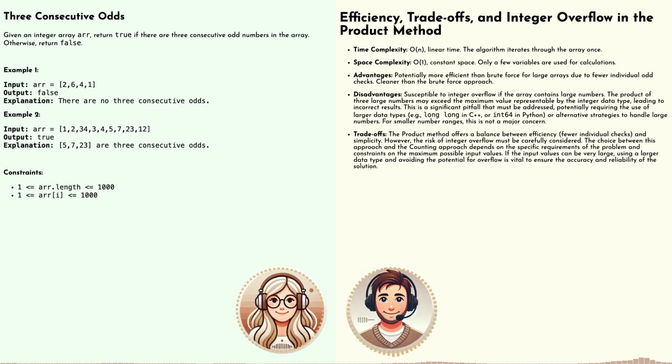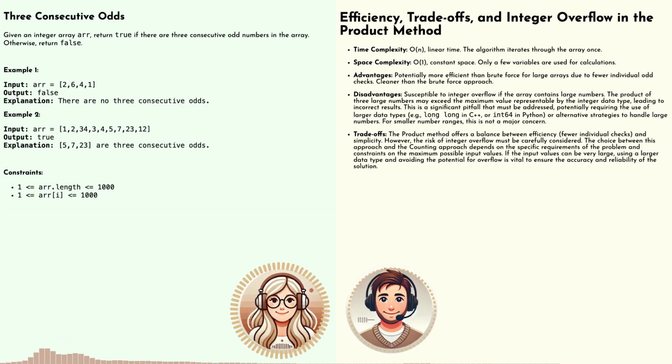Now, I'm curious about the efficiency of this product of three numbers approach. How does its time and space complexity compare to the other methods we've discussed? So the time complexity is still O of n, just like brute force and counting methods. In the worst case scenario, we still need to go through the entire array. But in practice, we might find the solution much faster if the triplet appears early in the array.